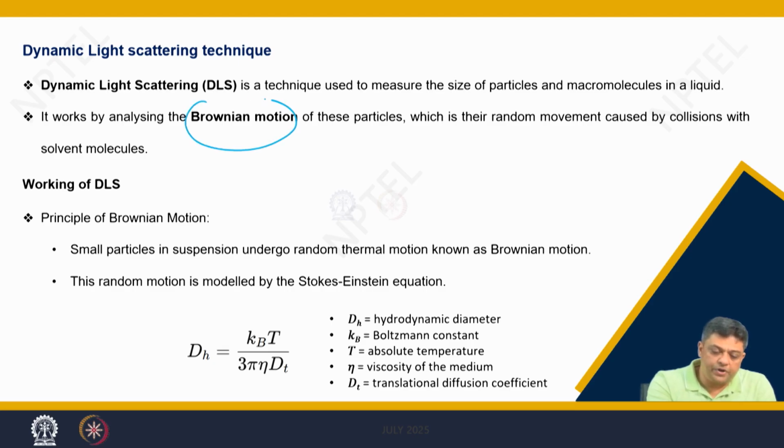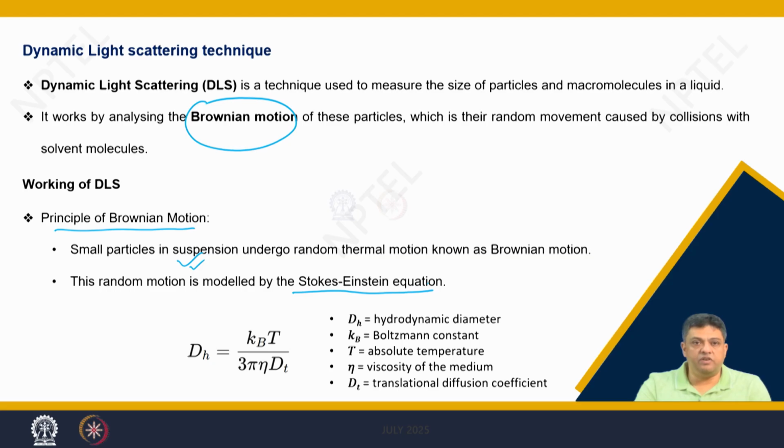DLS is based on Brownian motion. From the principle of Brownian motion, we know that there is a random motion if small particles are suspended in a liquid, and the corresponding Stokes-Einstein equation is given by dH is equal to k_B T divided by 3 pi eta dt, where dH is the hydrodynamic diameter, k_B is the Boltzmann constant, T is the absolute temperature, eta is the viscosity of the medium, and dt is the translational diffusion coefficient.